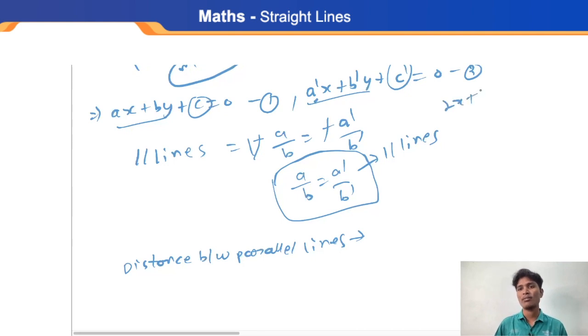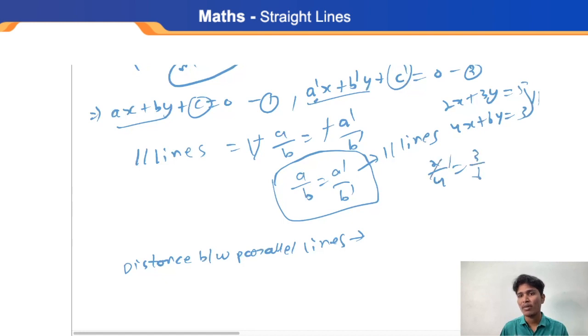Suppose I give an example. Suppose 2x plus 3y is equal to 5, and 4x plus 6y is equal to 3. These two are like parallel lines. How? Take the ratios. 2 by 4 is equal to 3 by 6, 1 by 2 is equal to 1 by 2. Yes. So 1 by 2 is equal to 1 by 2. What is the main important thing we got here? We got that these two are parallel lines.